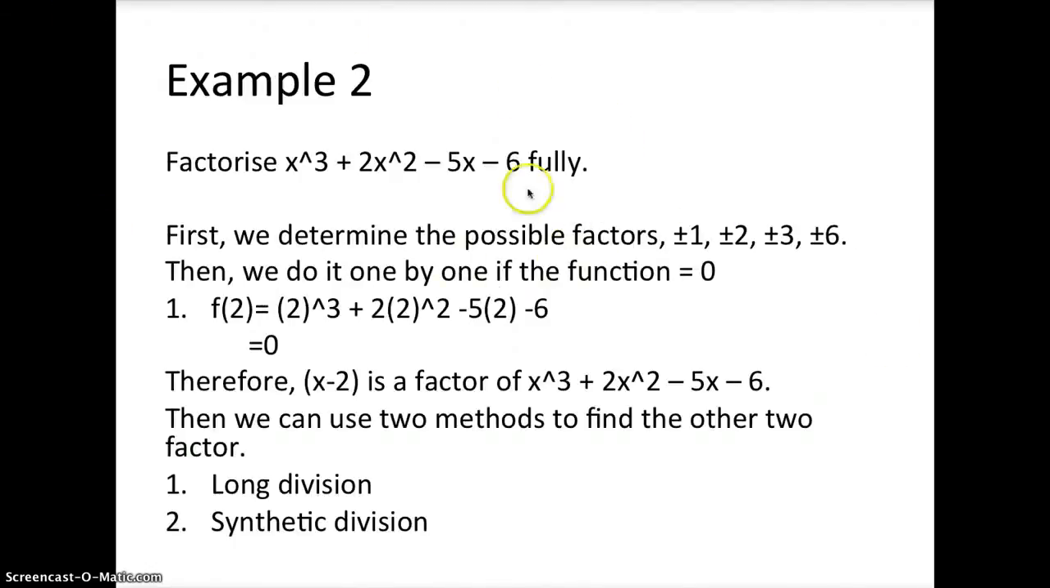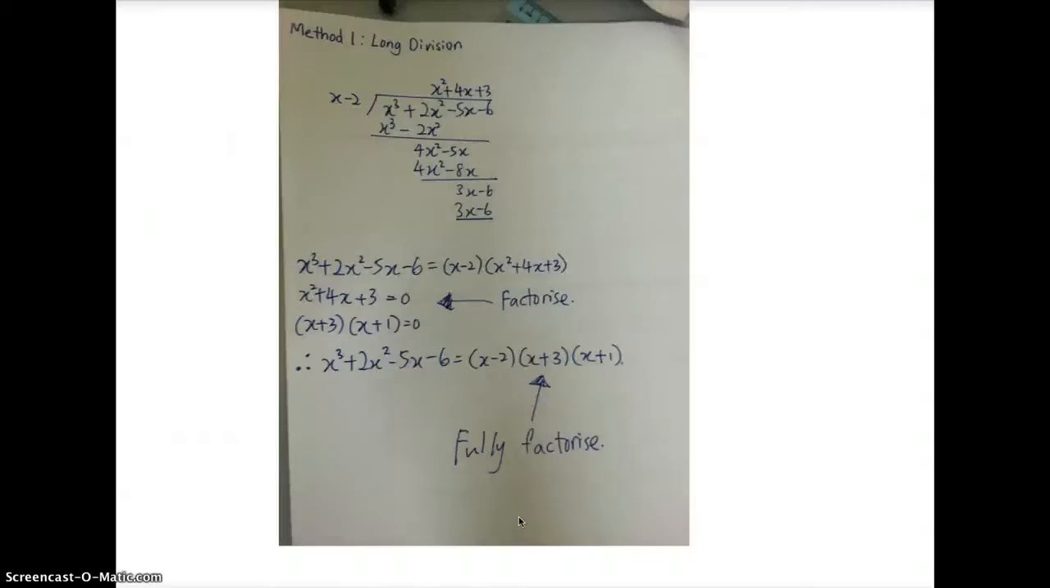For example 2, factorize x to the power of 3 plus 2x squared minus 5x minus 6 fully. First, we determine the possible factors, which are positive or negative 1, positive or negative 2, positive or negative 3 and positive or negative 6. Then we test them one by one to see if the function equals 0. So I try 2 and it equals 0. Therefore x minus 2 is a factor of this polynomial. Then we can use two methods to find the other two factors: long division and synthetic division.